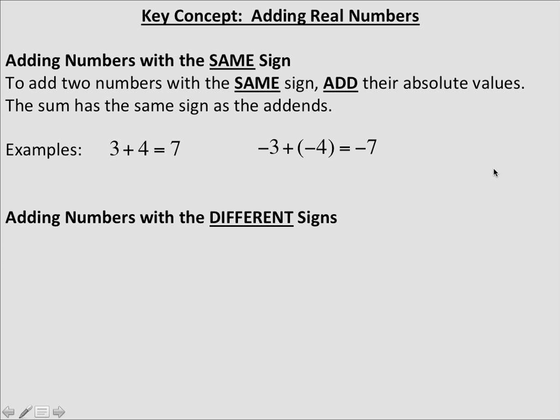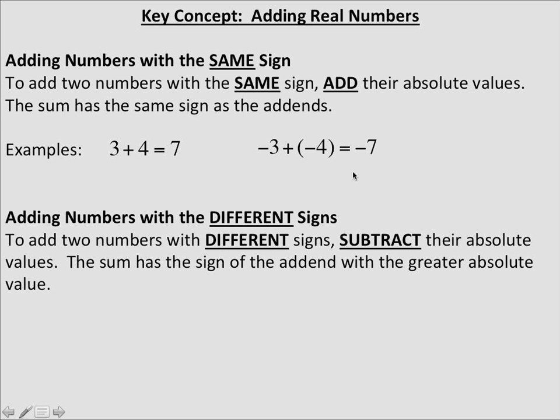All right? If they have different signs, then I'm going to subtract their absolute values. The sum has the sign of the bigger absolute value number. So, for example, negative 3 plus 4, well, they have different signs. This is a negative 3 and a positive 4. So subtract, and I'd get 1. 4 is bigger, so it would be a positive 1. 3 plus negative 4. Well, there's a positive 3, there's a negative 4. So subtract them, I'd wind up with 1. The bigger number is negative 4, so I'd have a negative 1 as my answer.